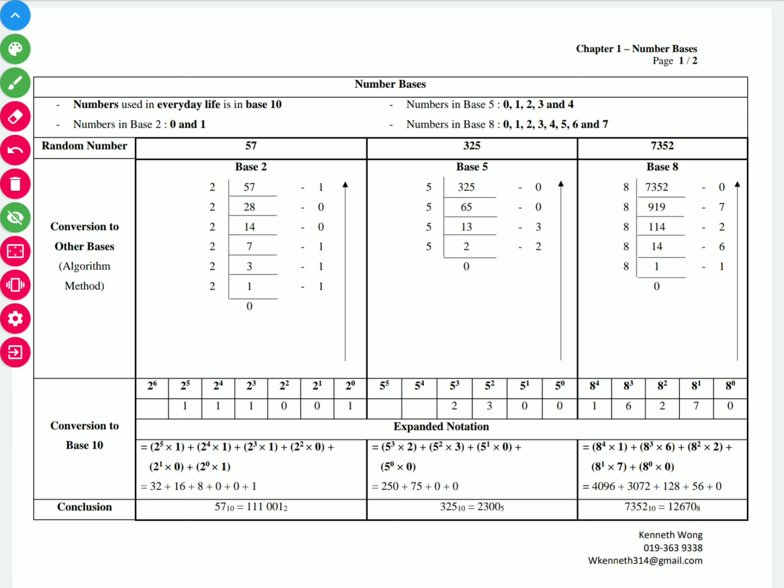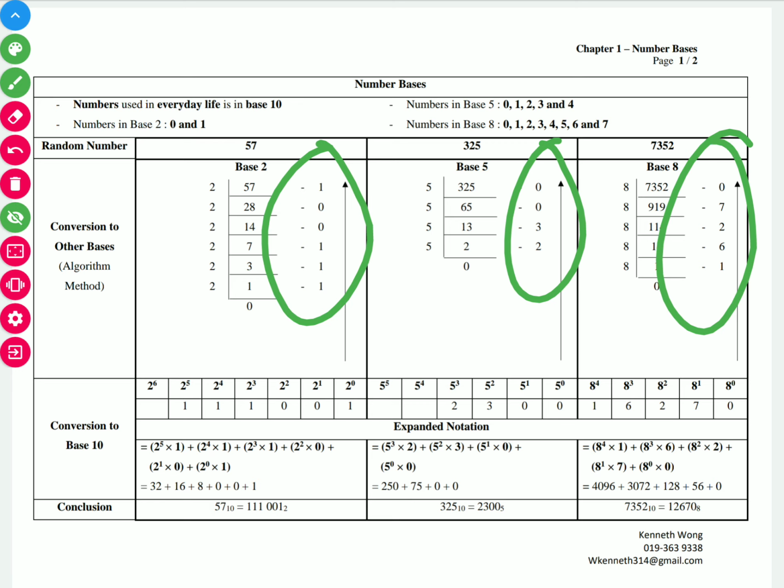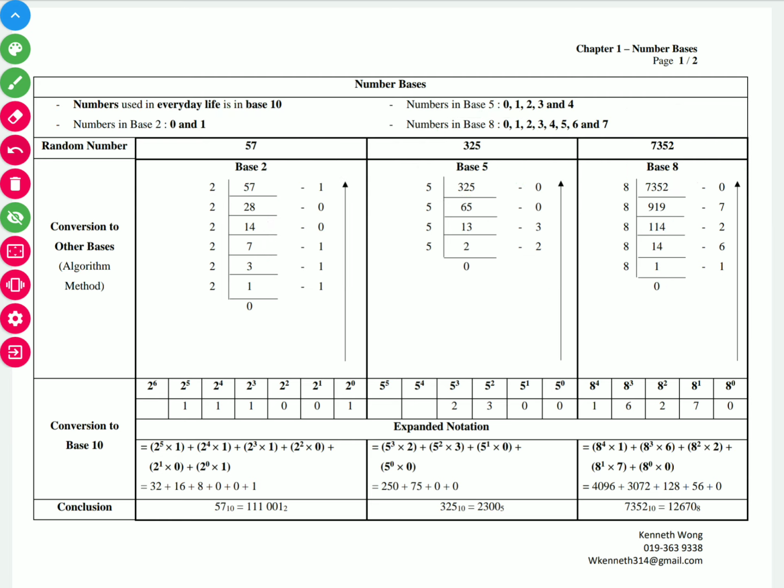Okay, now that we've got all these numbers in their respective bases, we want to learn how to convert them back to 57, 325, 7,500, 352. What we do is we create tables. Actually, we create tables starting from that base to the power 0, to the power 0, and we're just going to fill in those numbers.